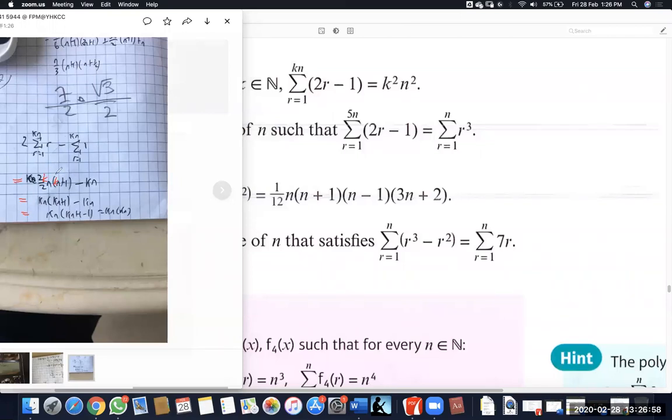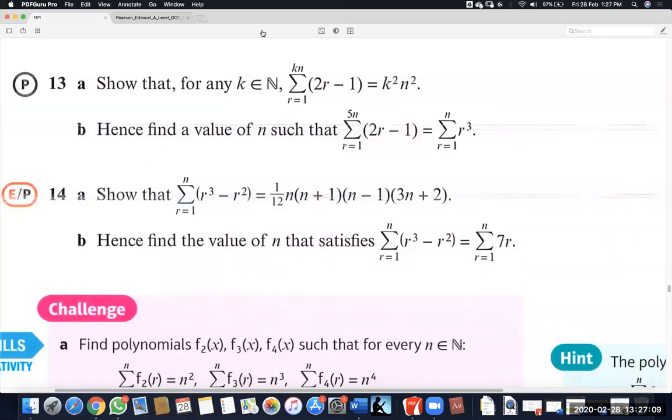I think all of you can get the answer, not too difficult, this one. Then let's go on to this part. You can directly use the result. So it's k squared n squared. Oh sorry, k is 5, that means 25 n squared.